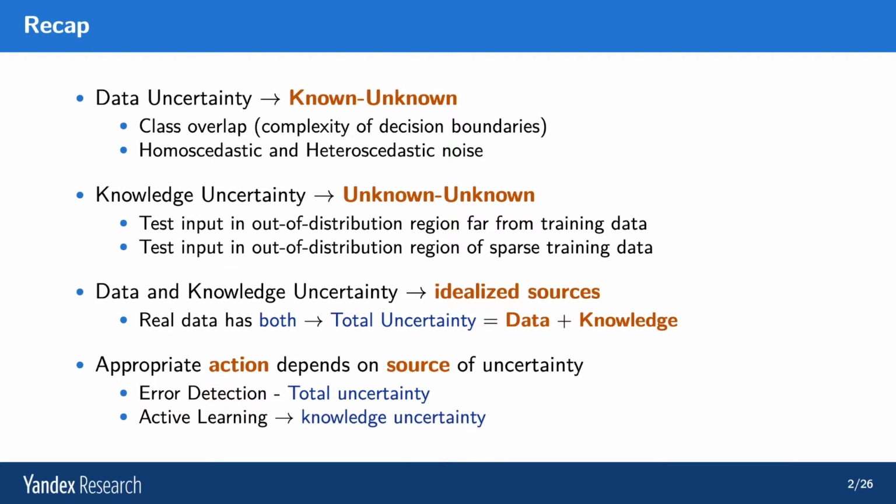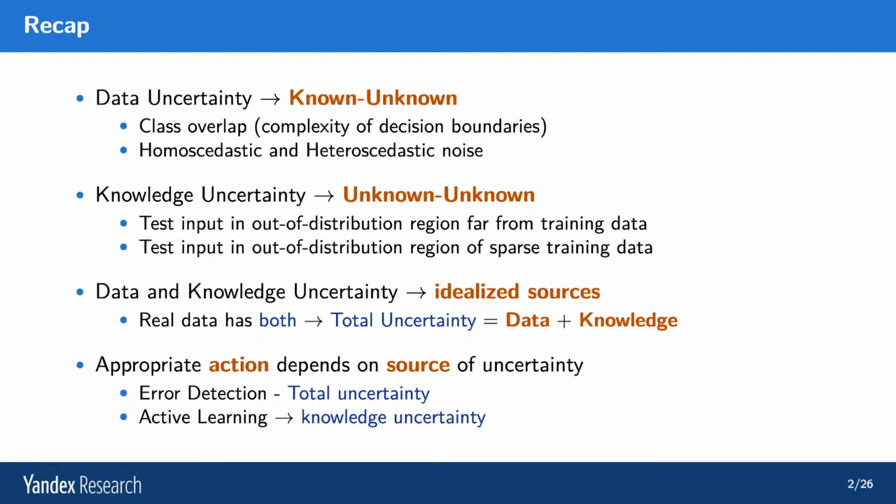So in the previous video we discussed why uncertainty estimation was important, and we detailed the two sources of uncertainty: data uncertainty, which is a known unknown and derives from class overlap and homoscedastic and heteroscedastic additive noise, and knowledge uncertainty, which is an unknown unknown and has to do with situations where inputs come from regions which are either not covered by training data or sparsely covered by training data. In other words, dataset shift. Now, data and knowledge uncertainty are idealized sources, and real data has elements of both. Total uncertainty is derived from data and knowledge uncertainty.